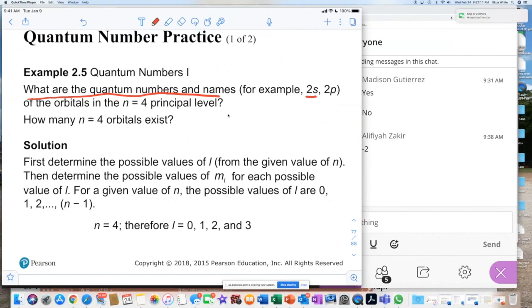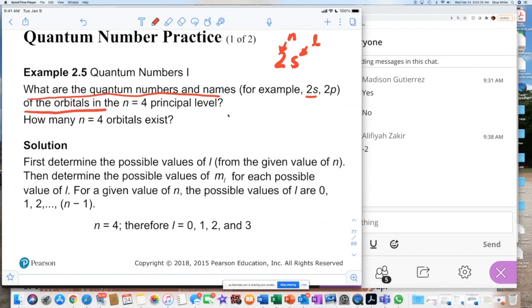For example, what are the quantum numbers and the names? So they want you to write it in the format 2s, 2p, right? So when they write 2s, remember the number 2, this is n, the energy level. And then s is the letter for the angular momentum or the azimuthal quantum number. Okay? So they want you to write your answer in this format, your first answer.